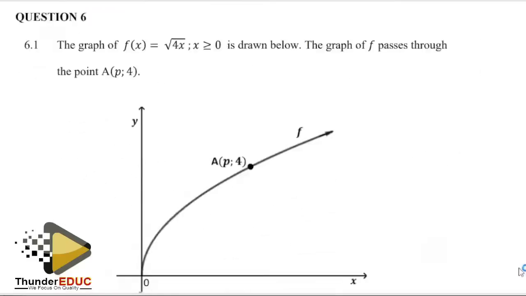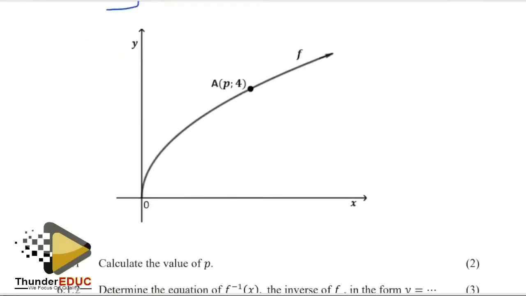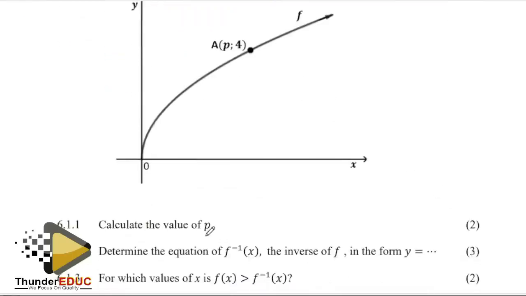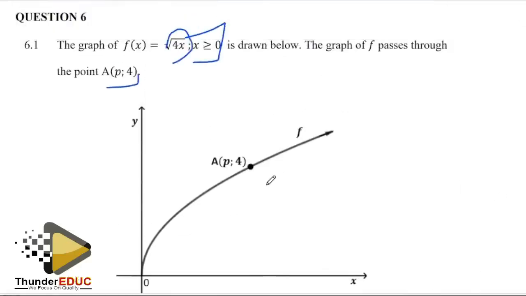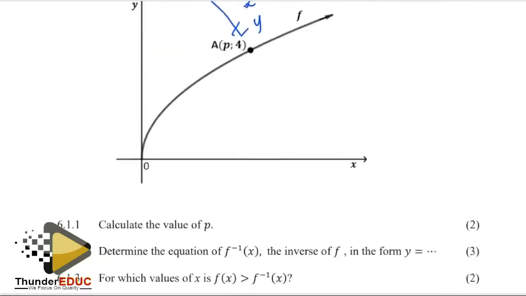Then question 6 is a restricted function with a condition or restrictions. So we have a point A with an unknown, which is P. Then they want you to get P. So for you to get P, you need a set of coordinates. No, we don't need a set of coordinates. Just substitute this into the function itself, because this is the set of coordinates. So where there is Y, put a 4. Where there is X, put the P. And then we're good to go.